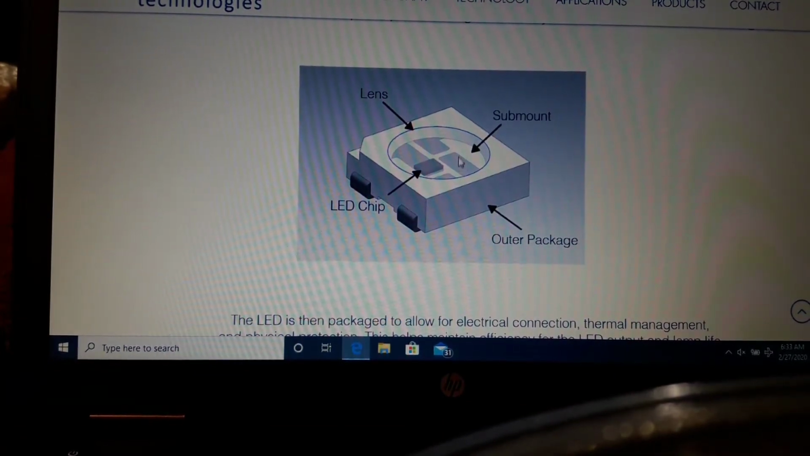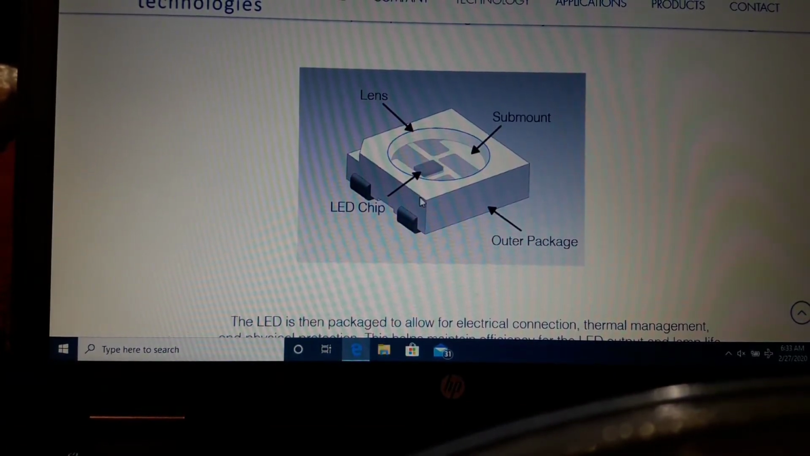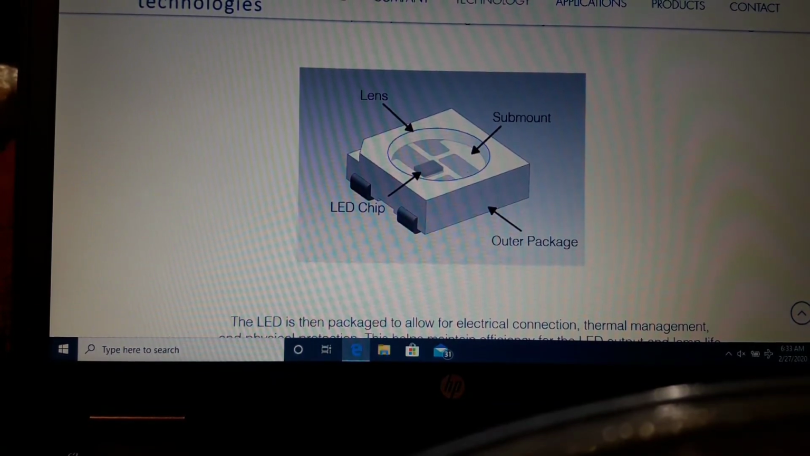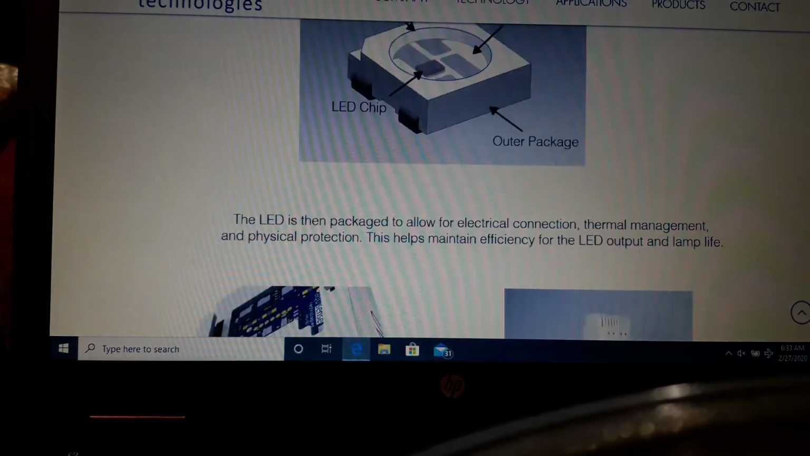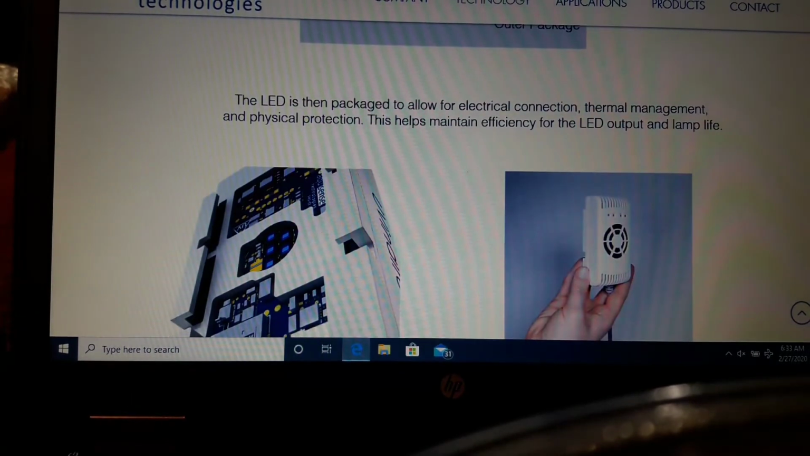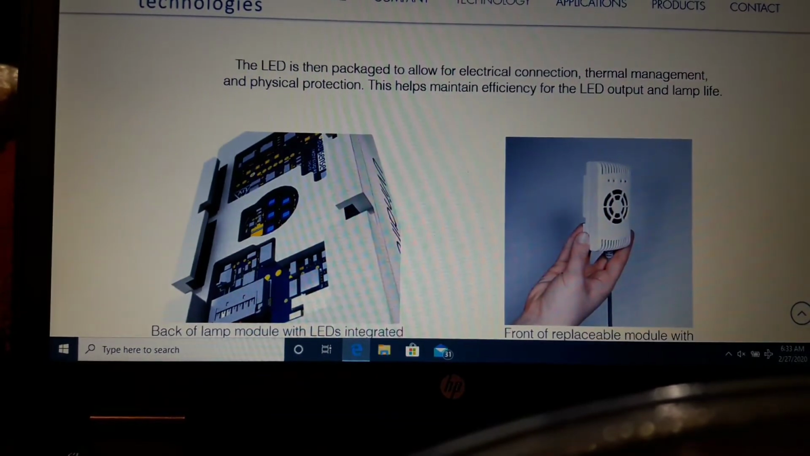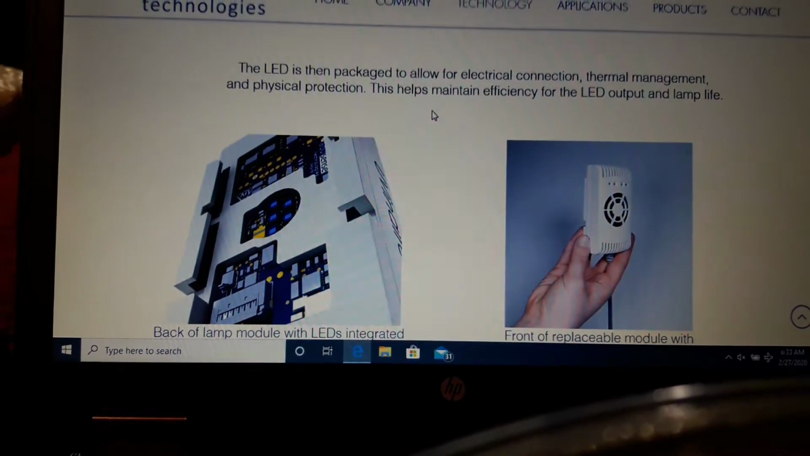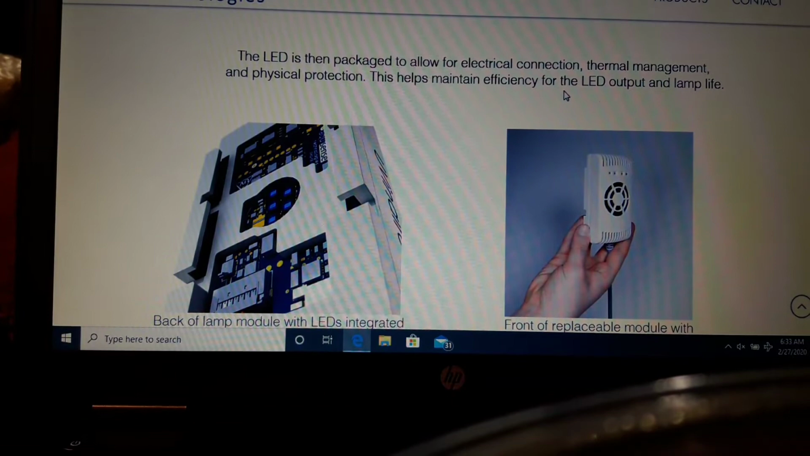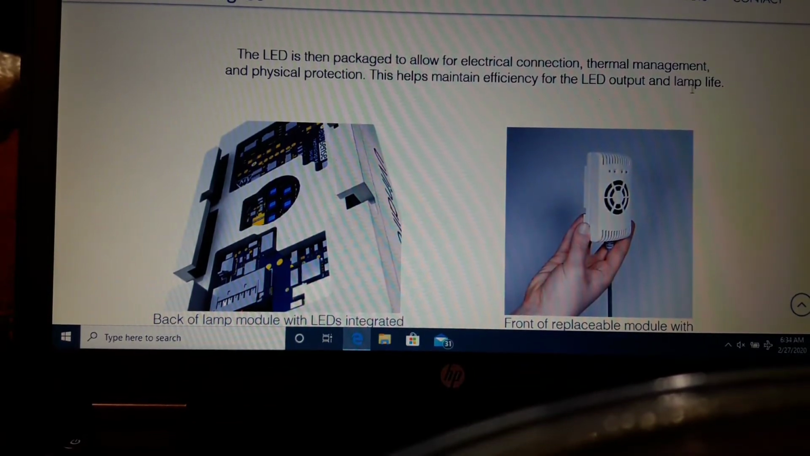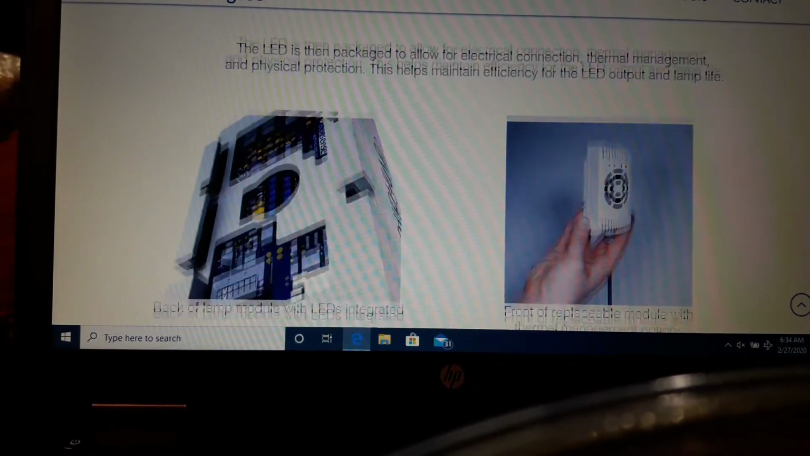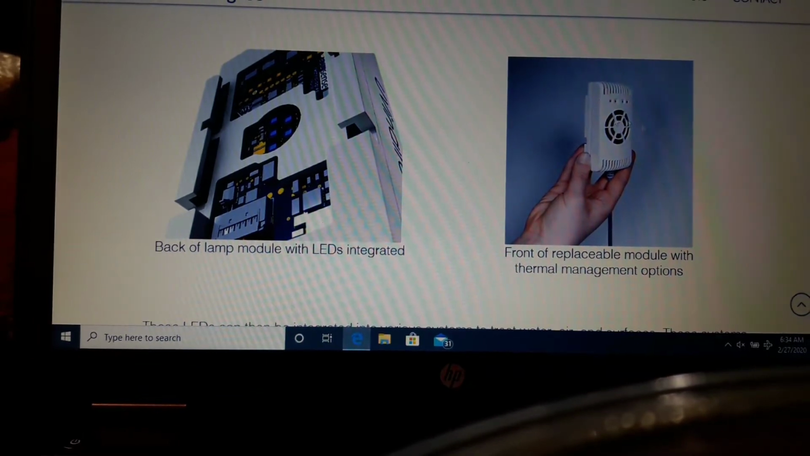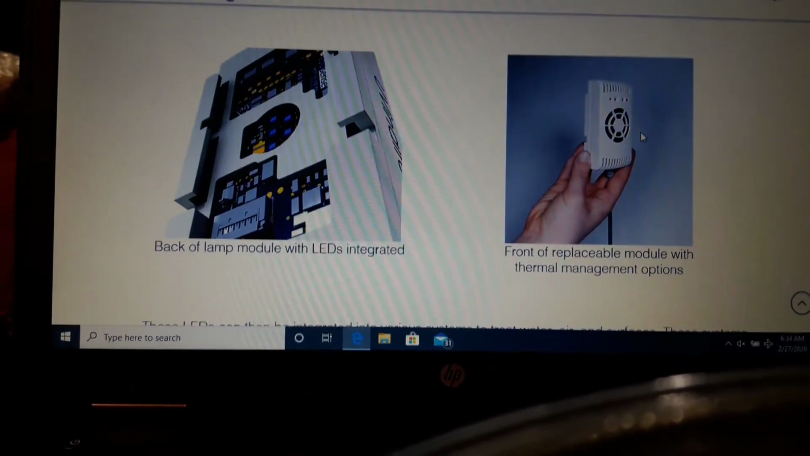This is the lens, the submount inside. That's the LED chip and the outer side of the package. The LED is then packaged to allow for electrical connection, thermal management, and physical protection. This helps maintain efficiency for the LED output in lamp life. There's the little device right there. Oops, sorry.